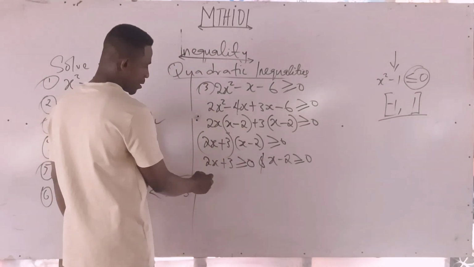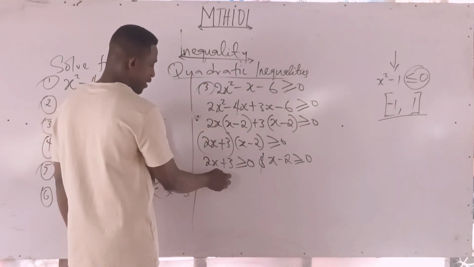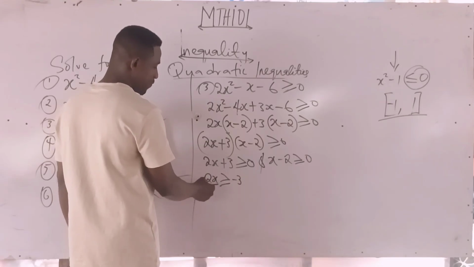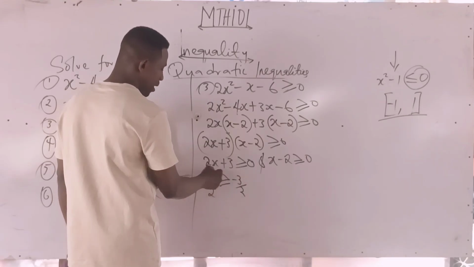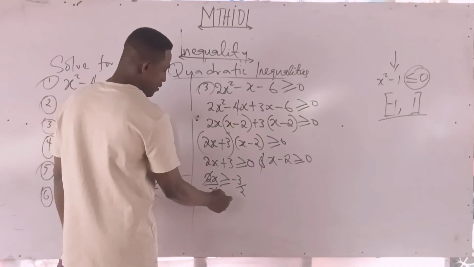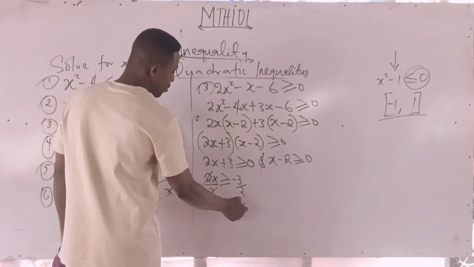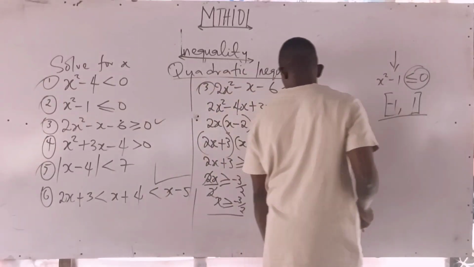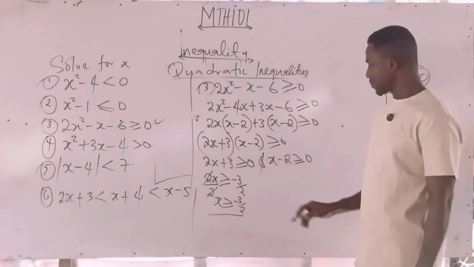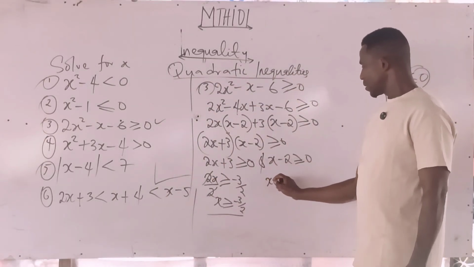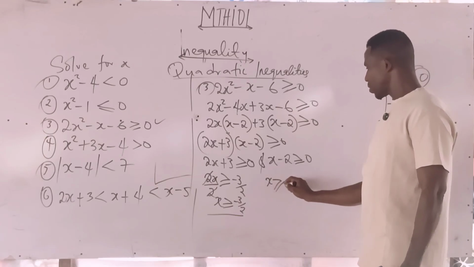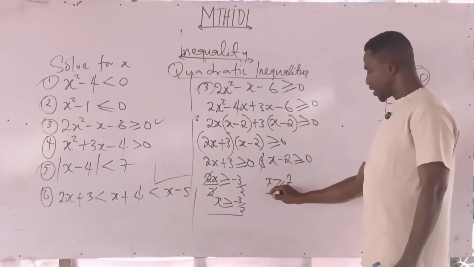So from here, can I say 2x is greater than or equal to minus 3? Divide both sides by 2. Can this cancel this? So x is greater than or equal to minus 3 over 2. You keep it. Is that clear? Then you come over here again, and you notice that x either is greater than or equal to 2. You keep this one.